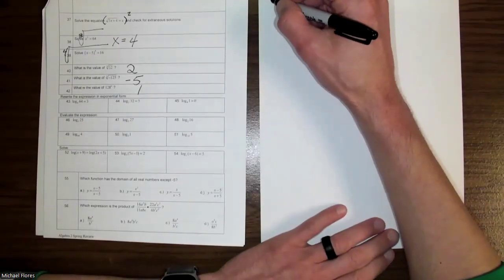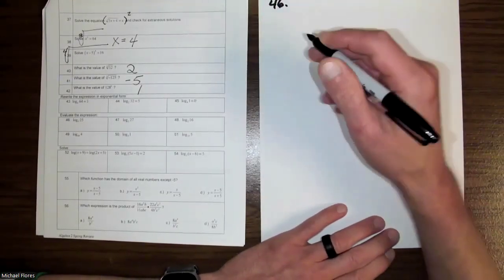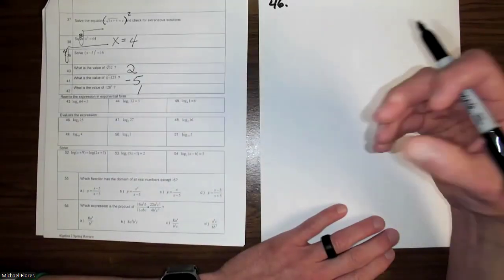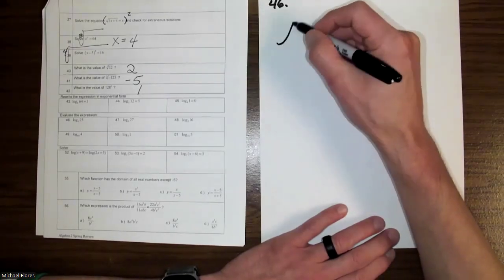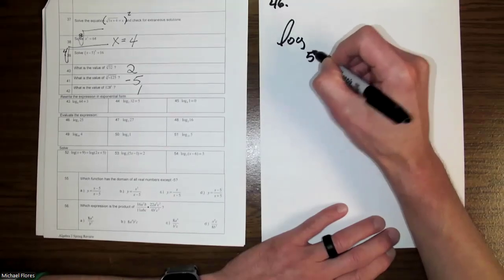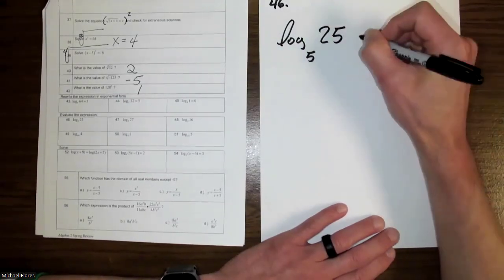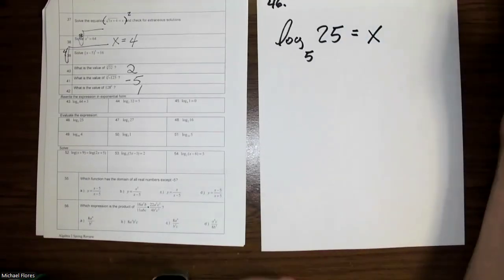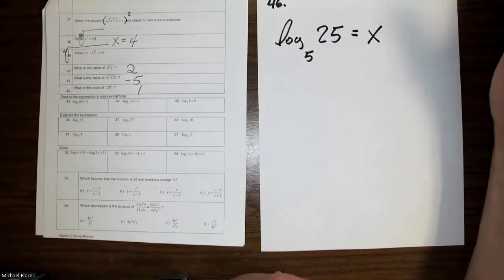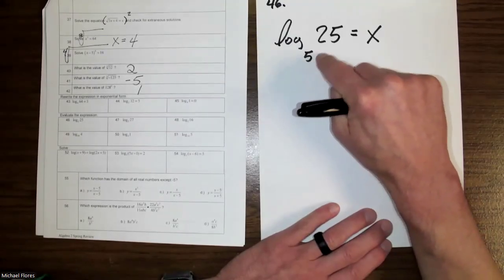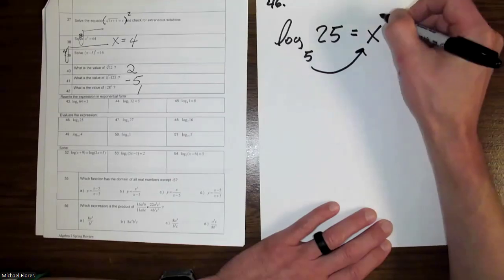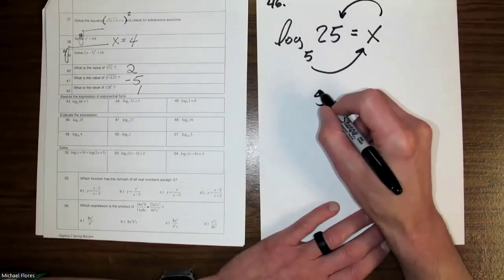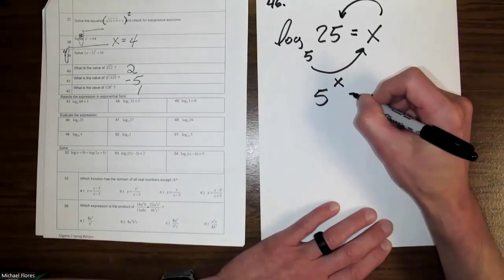Example 46. This one here, you could use your graphing calculator. If you don't remember how to do that, please let me know, and I'll happily show you once again. But you don't need to. log base 5 of 25 equals what? Here's what a logarithm is. They're pretty much asking you 5 to what power is 25? Well, it's the second power, of course, but it might help to convert to exponential. 5 to what power is 25?